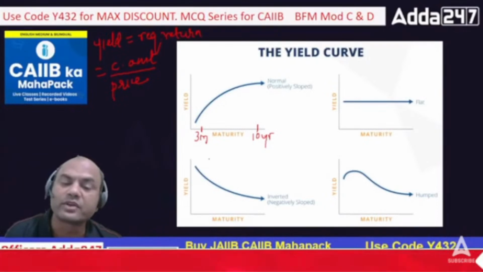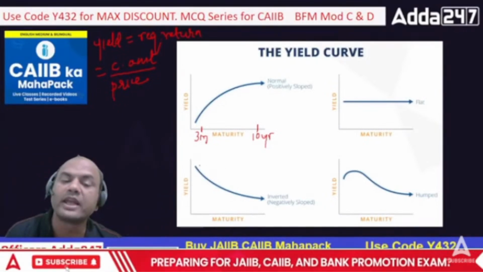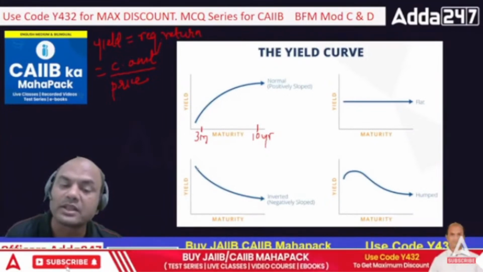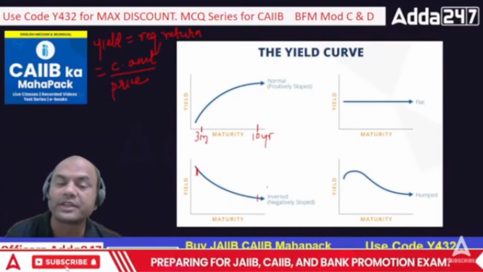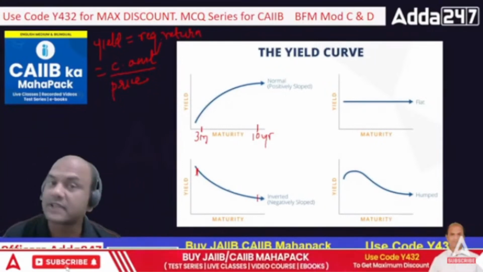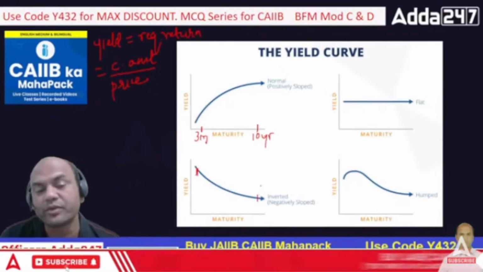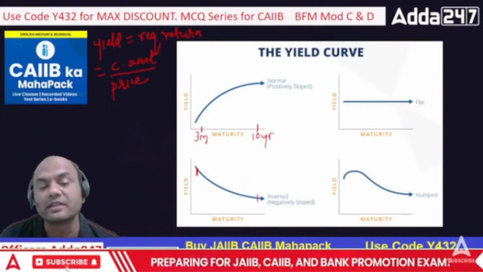Now the second one which you get in the exam is the inverted yield curve. Inverted means what? The expected return for 3 months, this is 3 months and this is 10 years, the expected return for 3 months is higher and the expected return for 10 years is lower. How can this happen? This can happen if, imagine, our country is going into depression.